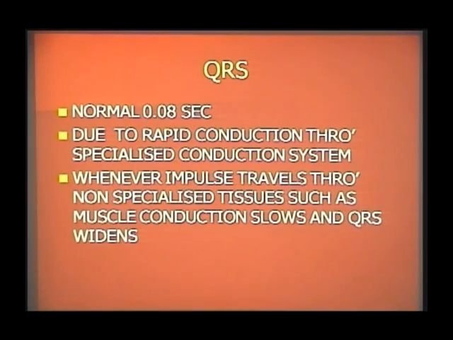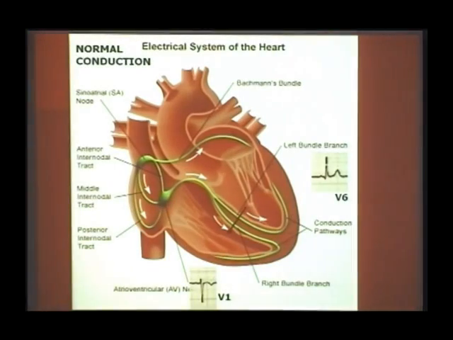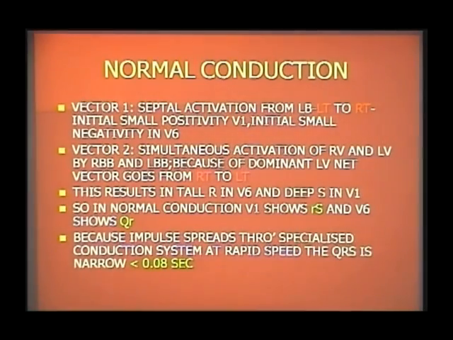We are all experts now about the ventricular process of depolarization. We know how it happens. I think 3 or 4 times I told you. And the most important thing to remember is that normal QRS duration is 0.08 seconds. Why is it 0.08 seconds?